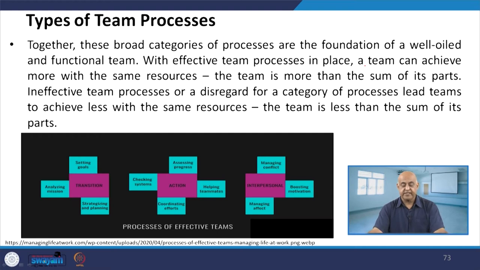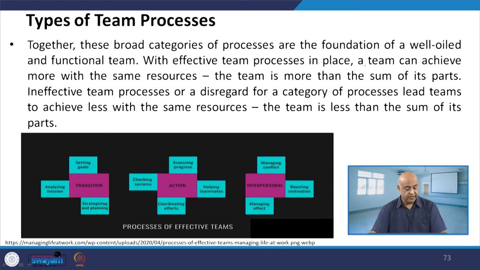Ineffective team processes, or a disregard for a category of processes, lead teams to achieve less with the same resources. The investment is the same, but the achievement is less. The team is less than the sum of its parts. In that case, the team will be less than whatever its total is.